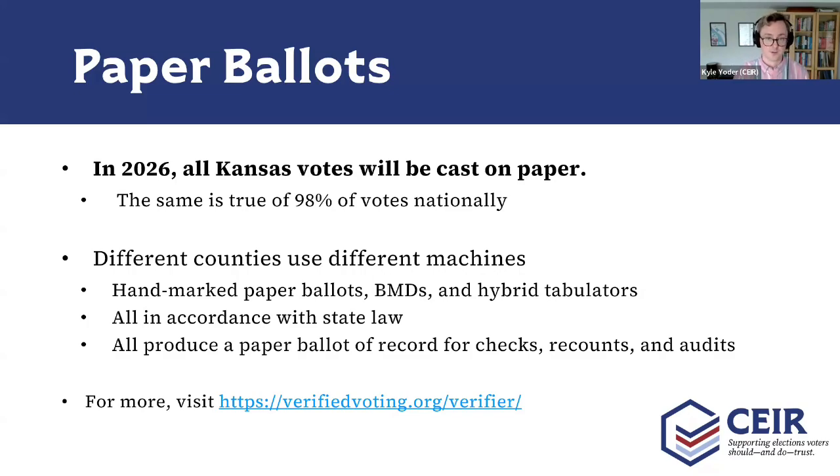For more, interested viewers can go to our peer organization, verifiedvoting.org, where they have put together this really nifty resource called Verifier that looks at every jurisdiction in the country, not just Kansas, and it tracks and analyzes the voting machines available to voters in use in every jurisdiction. Highly recommend checking them out. They do a lot of great work over there.